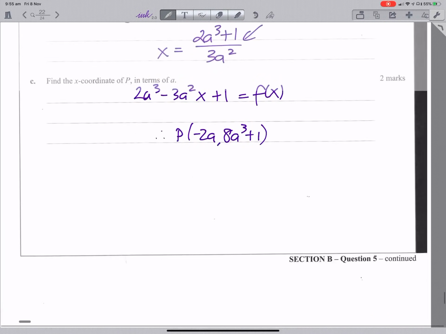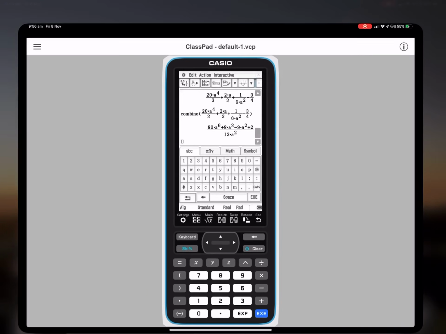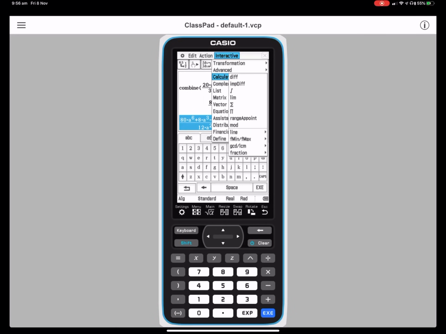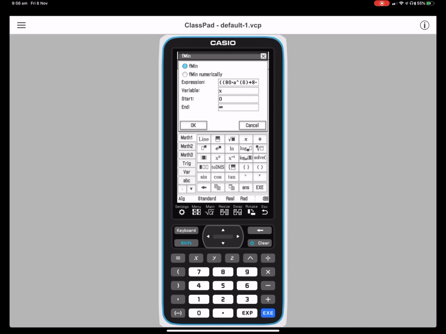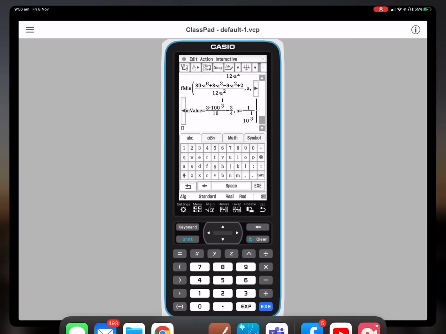Find the value of A for which it's a minimum. Now remember, A is between 0 and 1. So, interactive, fMin, 0, 1. We want to solve for A. A is 10 to the negative 1/3.